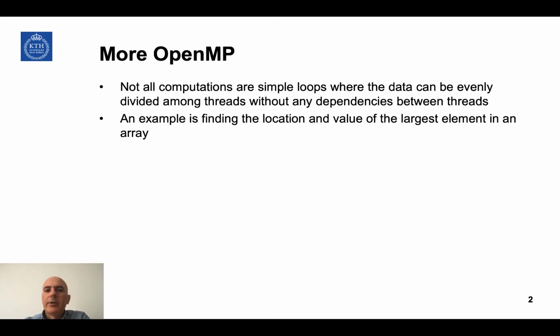Not all computations are simple loops that can be easily parallelized across threads. We saw an example in the previous lecture. The example that we are going to look at in this lecture is to find the location and value of the largest element in an array. So basically, we will allocate an array, fill it out randomly, and then look for the largest value, in particular the location of the largest value in the array.